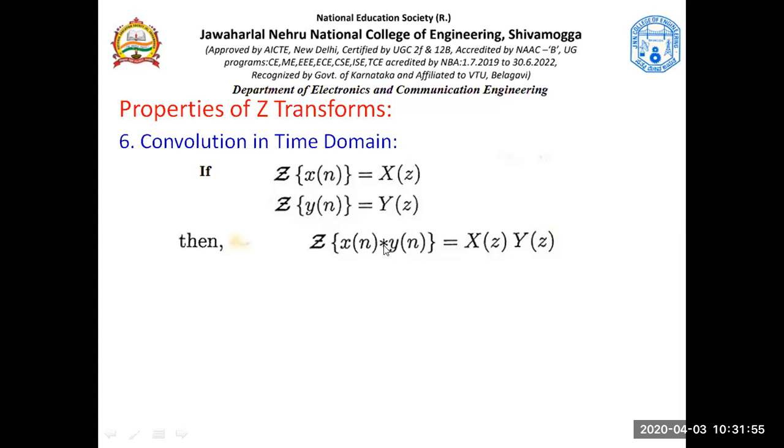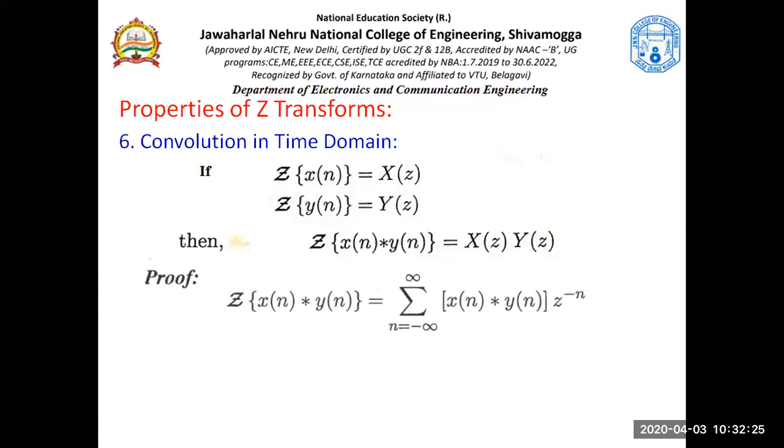But that difficult convolution operation, which involves a lot of mathematics, can just be converted into a simple multiplication of two signals in z domain. So this convolution property can also be stated as: convolution in time domain is multiplication in z domain. How it becomes multiplication in z domain needs to be understood. Fine. Now, what is the proof of that?